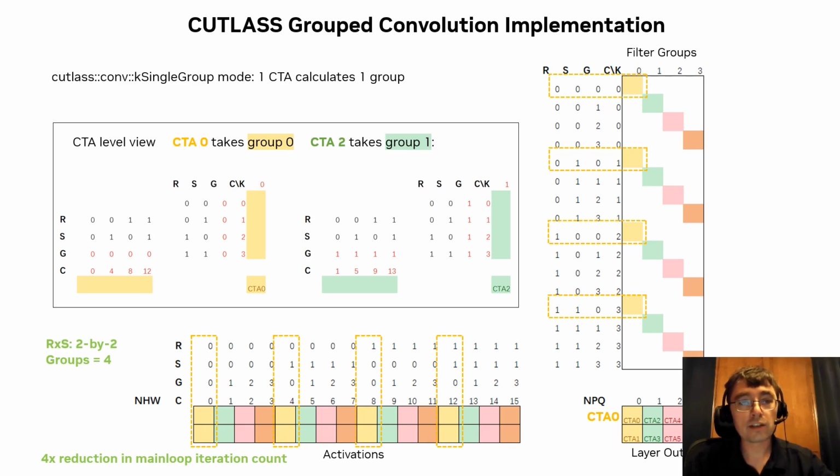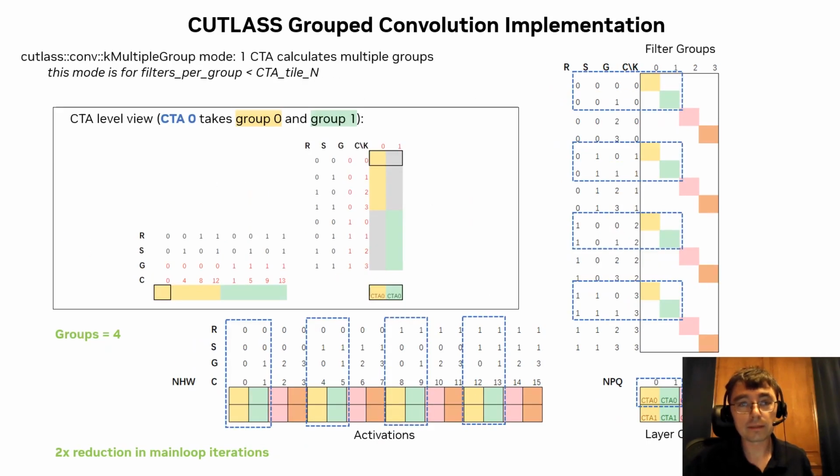Each linear index of the GEMM inner loop corresponds to one main loop iteration. From the figure, it is plainly apparent that the number of main loop iterations has been decimated by a factor of 4, the group count. This is a significant savings in flops.